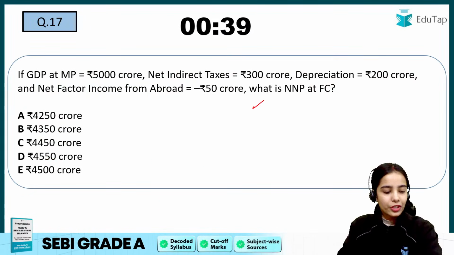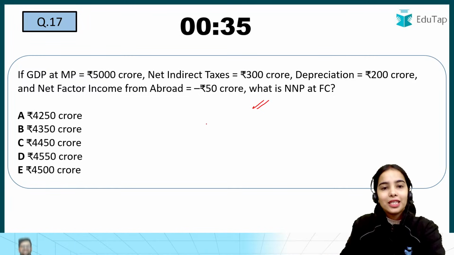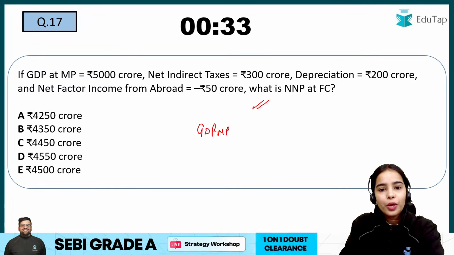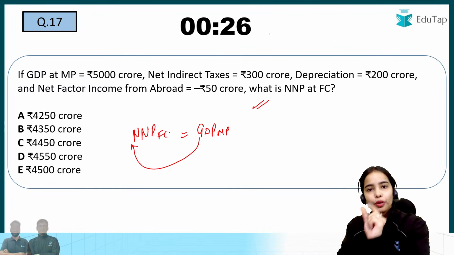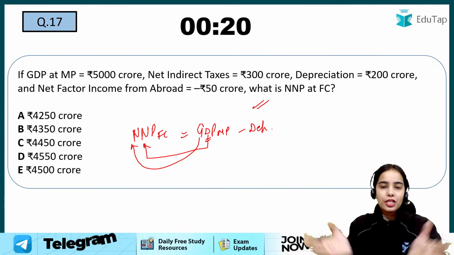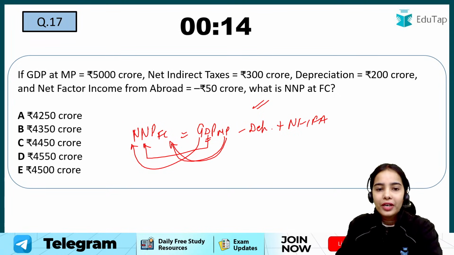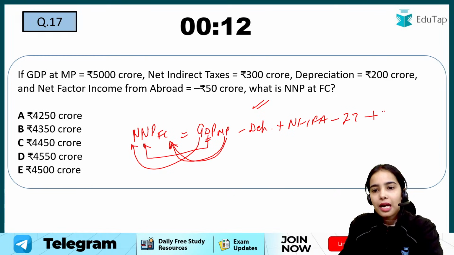Now coming to this question. You have GDP at MP. You have to find the NNP at FC. So from gross to net, what will happen? You have to go from gross to net. Deduct depreciation. Domestic to national. Add the net factor income from abroad. Market price to factor cost. Deduct the indirect taxes, add the subsidies.